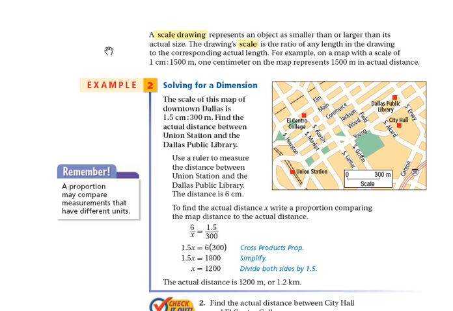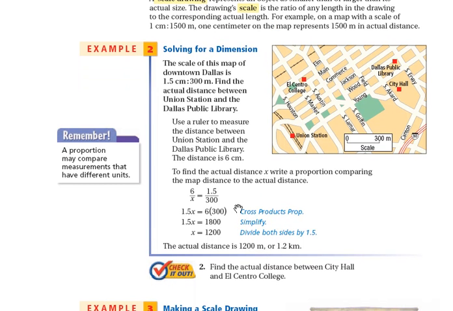And we can take a look then at something called a scale drawing, and this represents an object as smaller than or larger than its actual size. Whenever you look at a map or anything like that, you have a drawing scale so that you know exactly what the scale is. So this distance here on this map would represent 300 meters. Here it says a scale drawing of the map of downtown Dallas is 1.5 centimeters to 300 meters. And so we use that in our proportion, and we can cross multiply as we go.